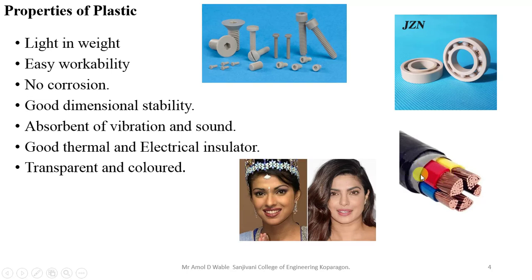Then, transparency and color. If you have seen your goggles, initially they were made of glass, now they are made of plastic, so it has good transparency. Even nowadays, like before 5 to 10 years, plastic is also used for a good aesthetic view.